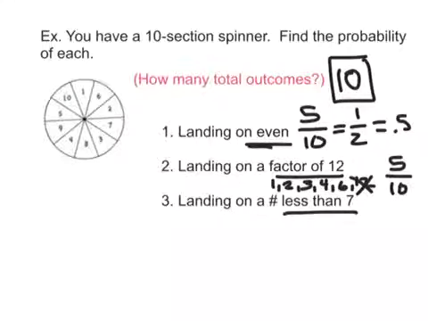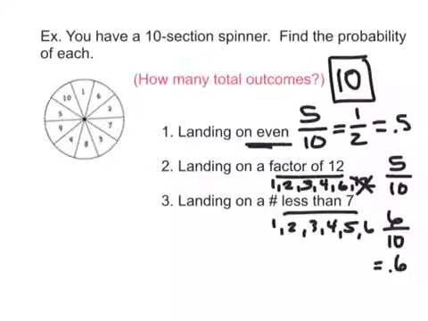How about landing on a number that is less than 7? Be careful on these. Less than 7 does not say less than or equal to 7, just less than. Well, the numbers that are less than 7 are 1, 2, 3, 4, 5, and 6 on our spinner. That's 6 options out of 10 total possible outcomes for the spinner, which is 0.6. Sorry, I'm rushing through this last set, but we are running out of time on this video. So, more practice for sure in class.